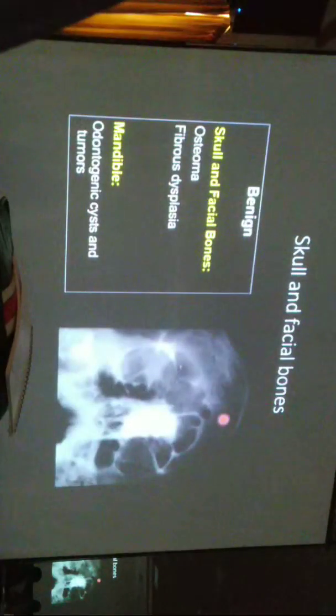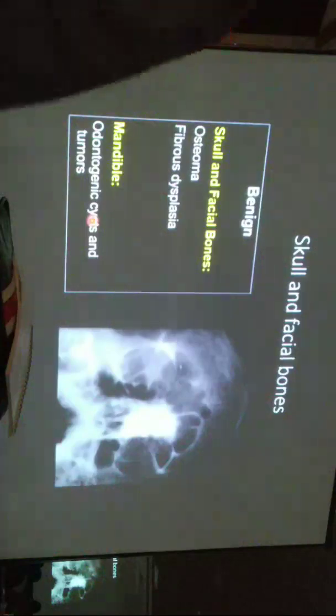Coming to the skull, benign lesions include osteoma and fibrous dysplasia. So this is an example of an ivory osteoma in the region of the ethmoid sinus. And in the mandible, always remember odontogenic cysts and tumors, a very long differential list. I'll not go into that. Malignant lesions include again chordoma, myeloma, METs, and there's a specific type of chondrosarcoma called mesenchymal chondrosarcoma, which is more common in the flat bones. And in the mandible, obviously, you can think of a gnathic osteosarcoma.